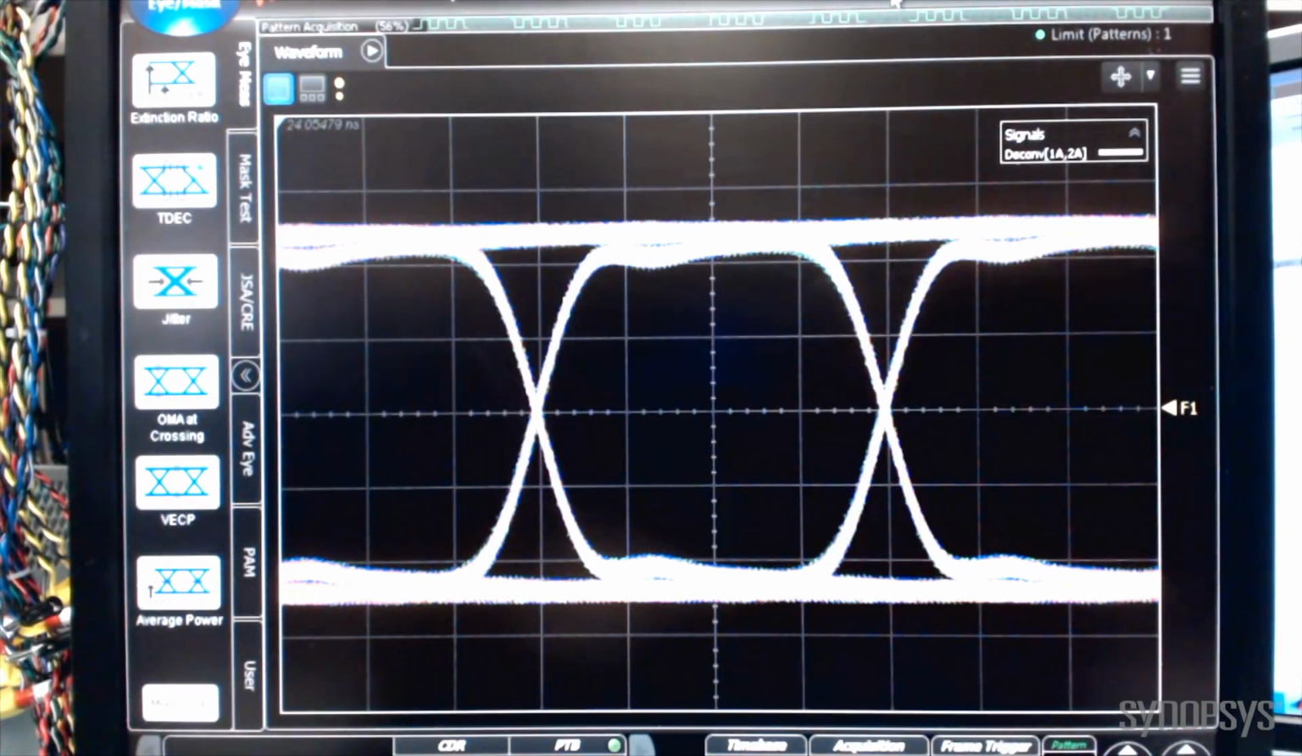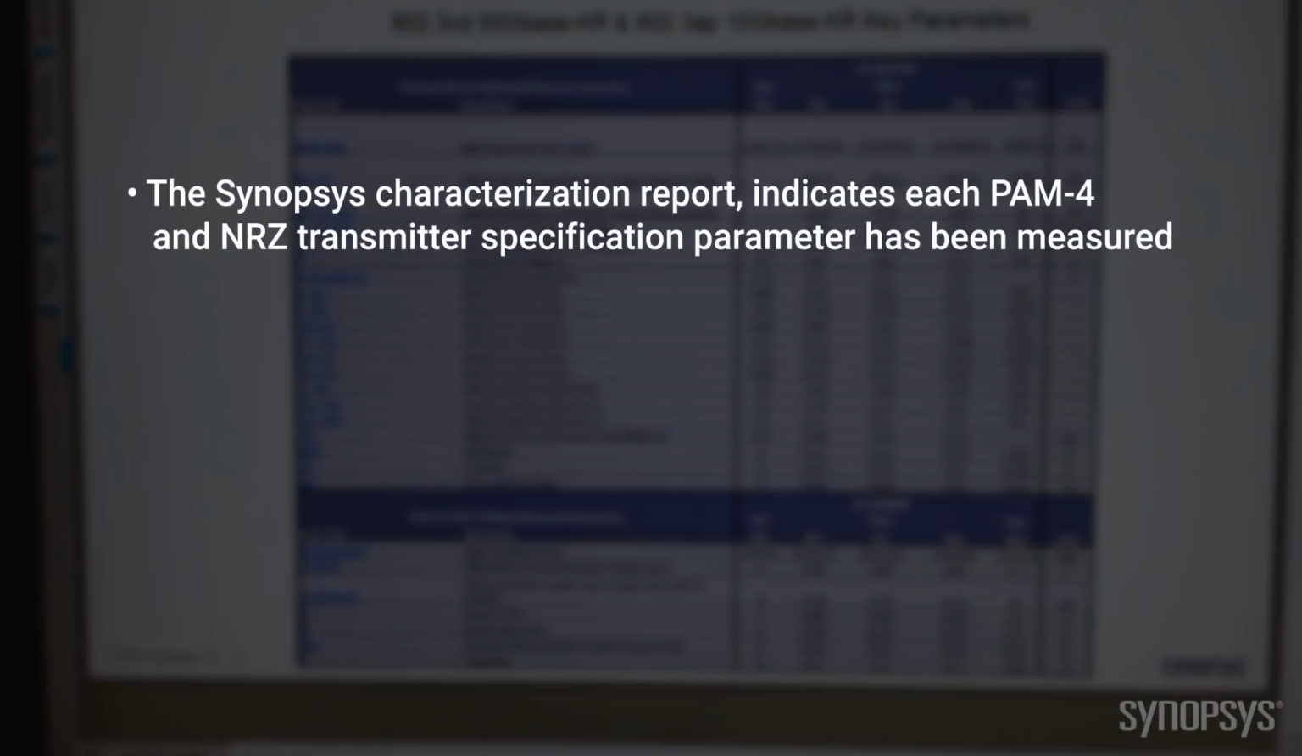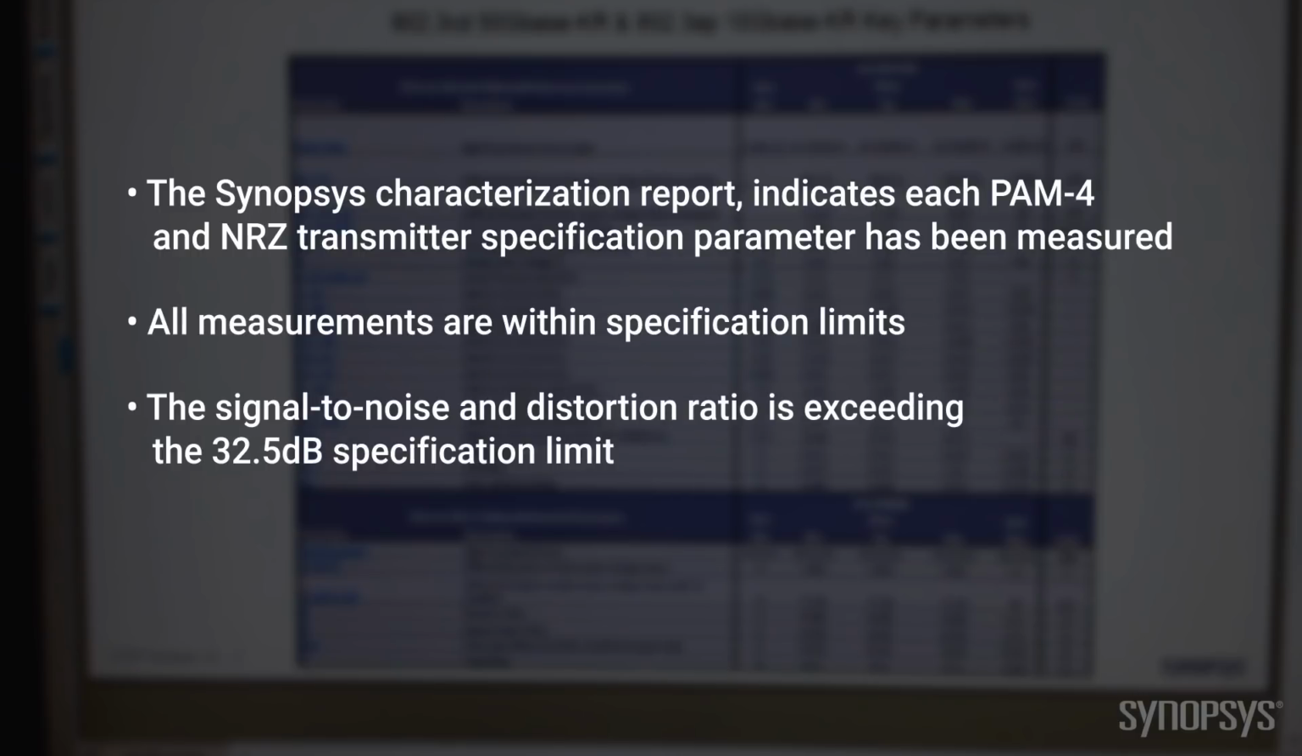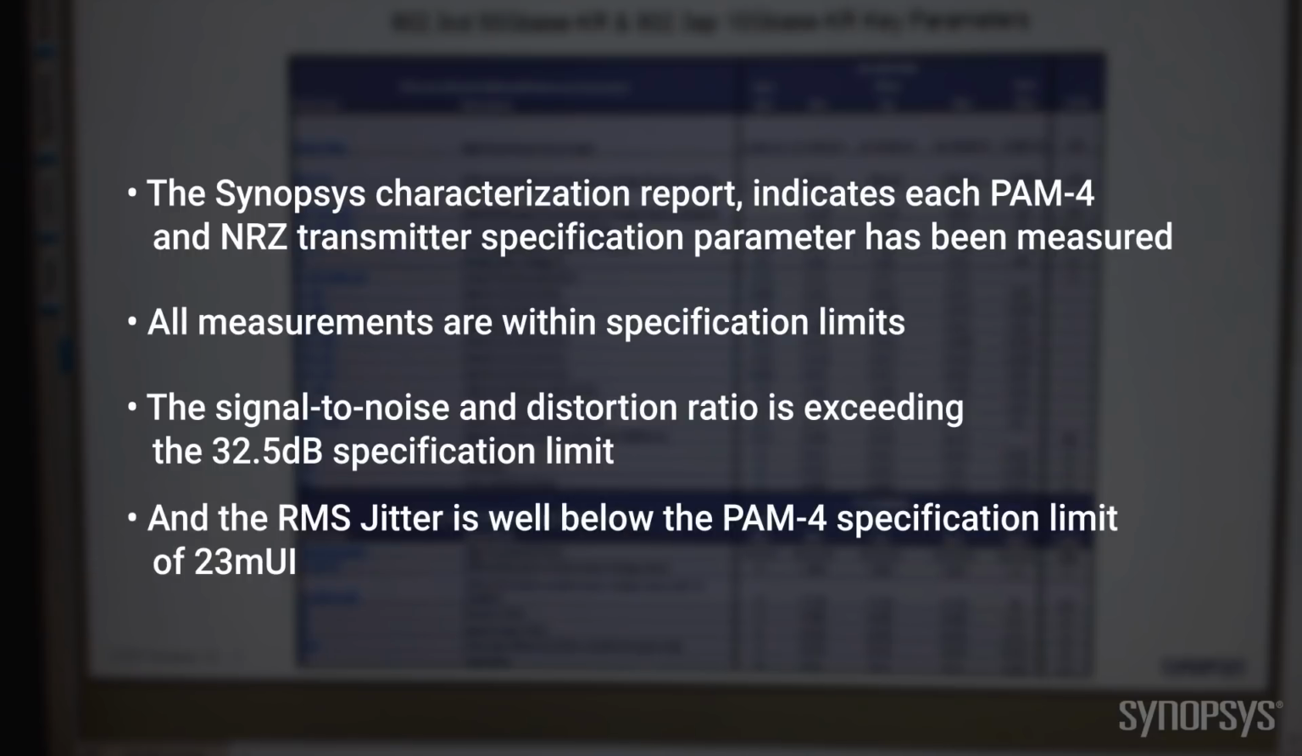The 56 gig transmitter has been characterized across voltage and temperature corners. The Synopsys characterization report indicates each PAM-4 and NRZ transmitter specification parameter has been measured. All measurements are within specification limits. The signal-to-noise and distortion ratio is exceeding the 32.5 dB specification limit, and the RMS jitter is well below the PAM-4 specification limit of 23 milliUI.